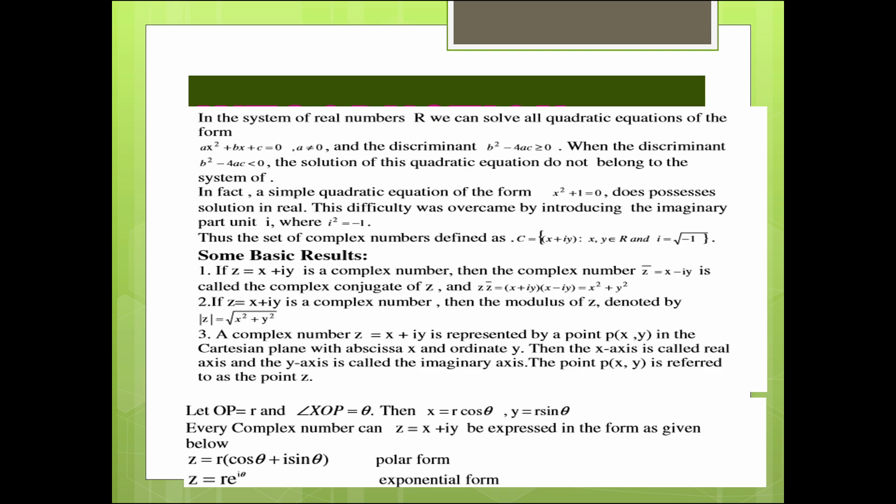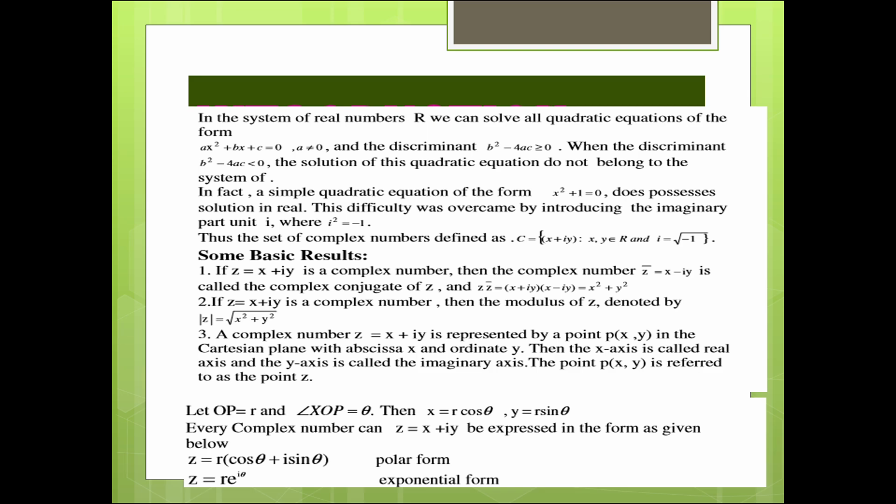Next one, a complex number z equal to x plus iy is represented by a point P of x comma y in the Cartesian plane with abscissa x and ordinate y. Then the x-axis is called the real axis and the y-axis is called the imaginary axis. The point P of x comma y is referred to as the point z. Let OP equal to r and angle XOP equal to theta, then x equal to r cos theta, y equal to r sin theta.